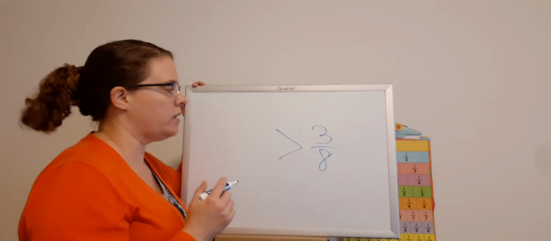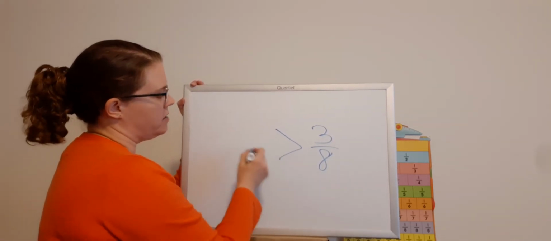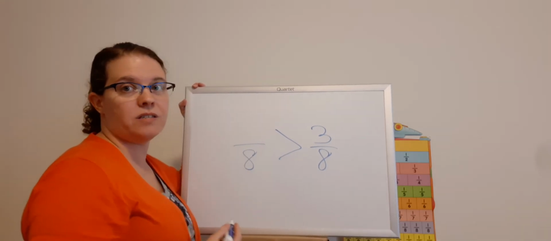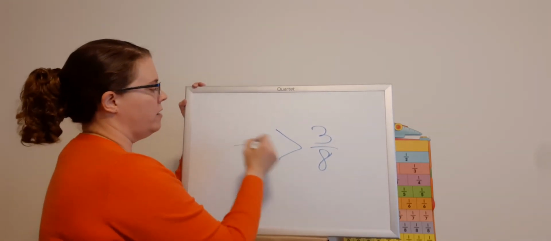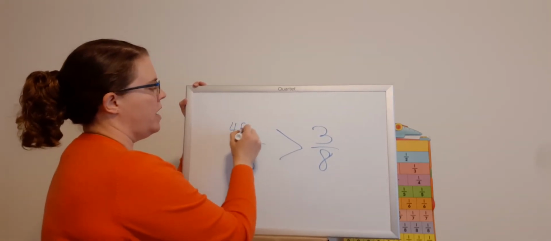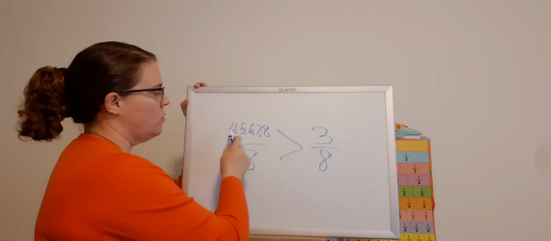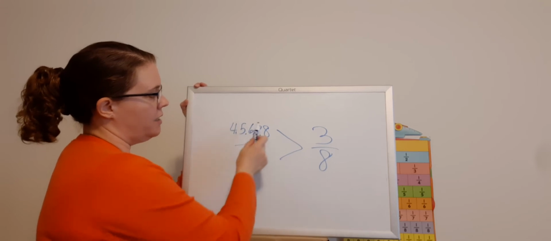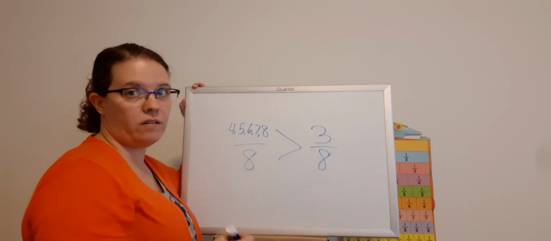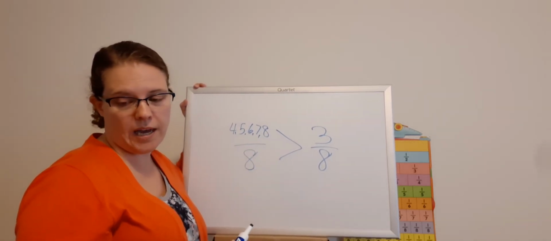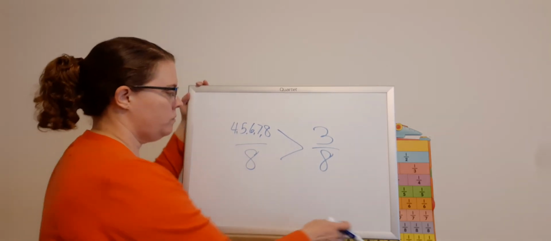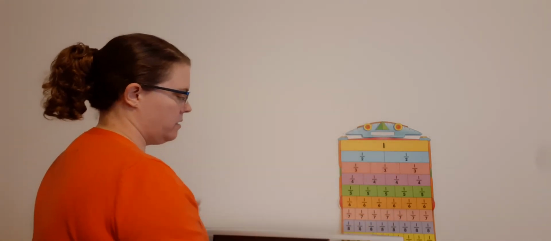All right, so let's try this. So I need greater than 3/8. If I just keep my denominator the same, I need a number greater than 3. So it could be 4, 5, 6, 7, or 8. Okay, so 4/8, 5/8, 6/8, 7/8, 8/8 are all greater than 3/8. So just pick one, okay? All right. Okay, so that's that.